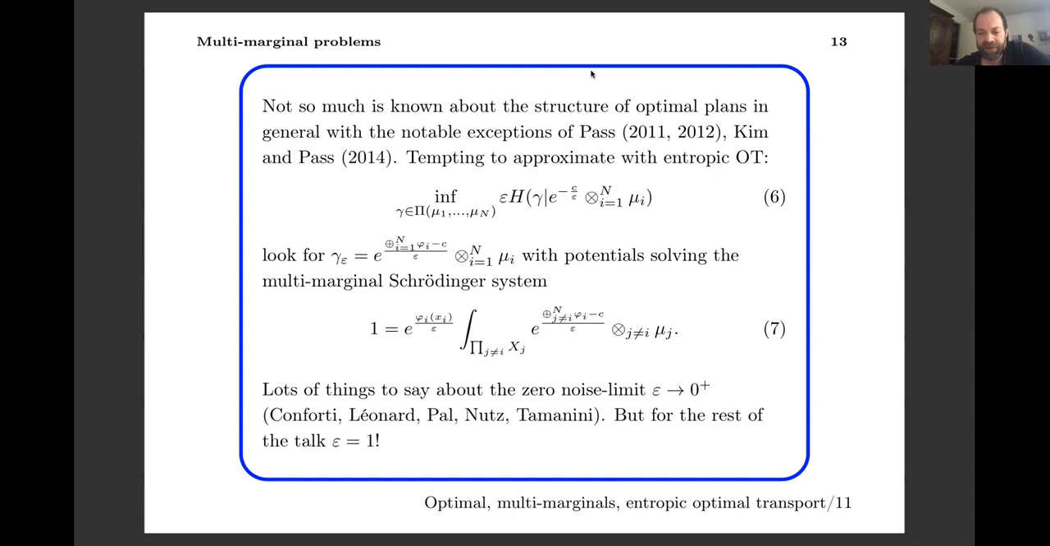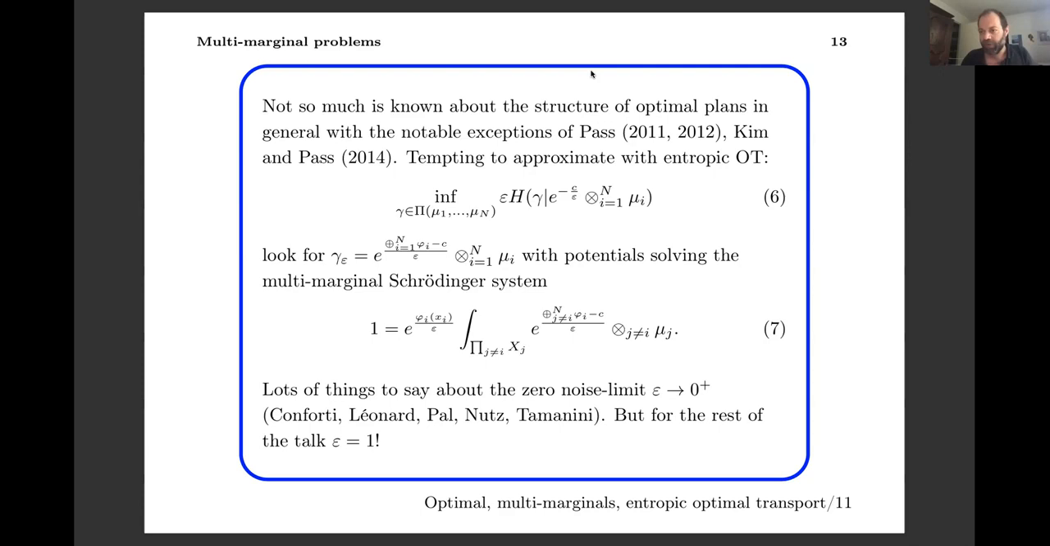But for the rest of the talk, I'll do two things. I will not be interested in letting epsilon go to zero. I will stick to the system. So I will take epsilon to be one, okay? So for those of you who are not interested in the fixed epsilon case, you can just take a nap or go for a coffee or early lunch. And also I'll stick to the algebra, to the system. I will mainly forget that it comes from optimization.